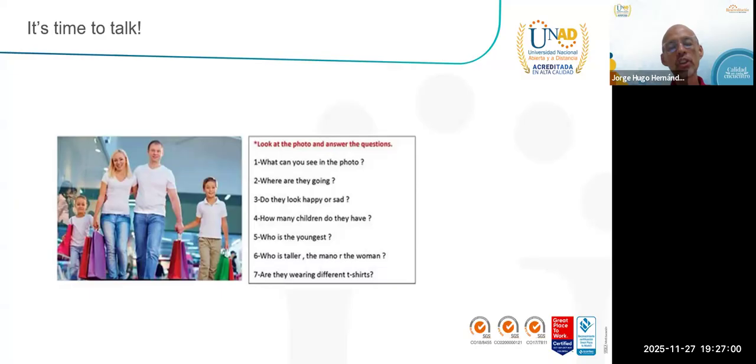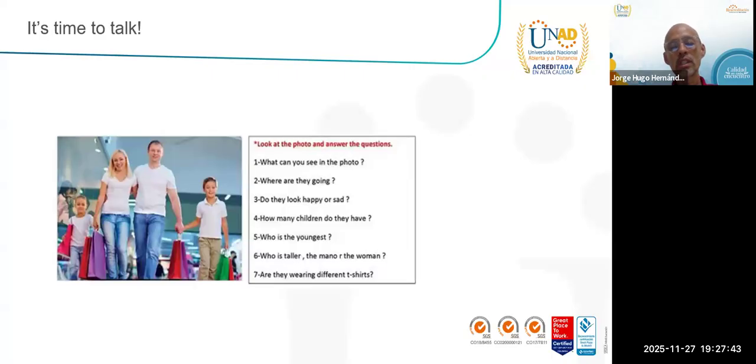Number 4, how many children do they have? You're going to say how many people are in the picture, what they are doing, what is the relationship between them. Number 5, you can talk about the age. You can suppose, looking at their faces, who is the youngest, who is the oldest. You can describe them, saying that they look like, I don't know, or she is beautiful, or he is handsome. No? You can say too many things.